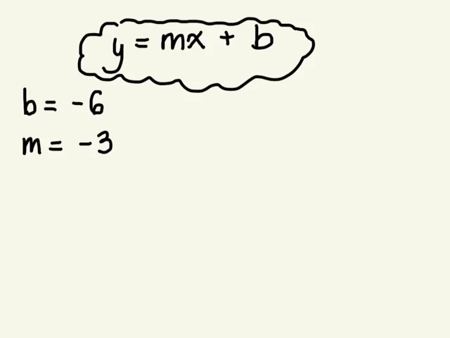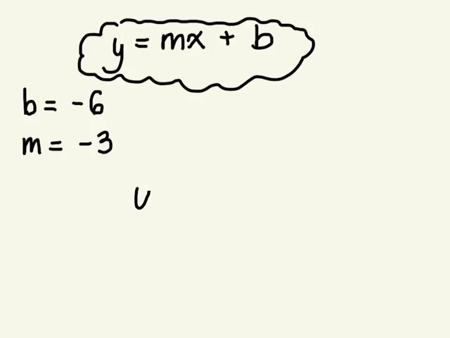Today we're going to be looking at determining the equation of the line, but it's going to be a little more complicated than what we've done so far. This is just the easy way. If you're given b and you're given m, all you have to do is plug it into the equation, right? So if b is -6 and m is -3, what would the equation of this line be? How would I write the equation of the line?